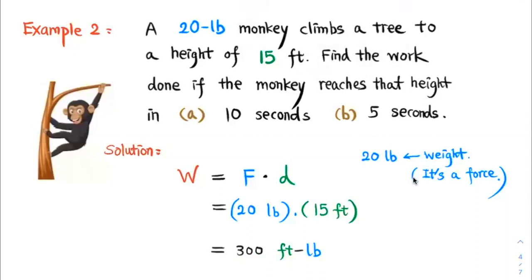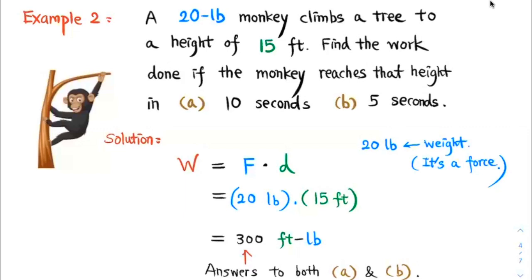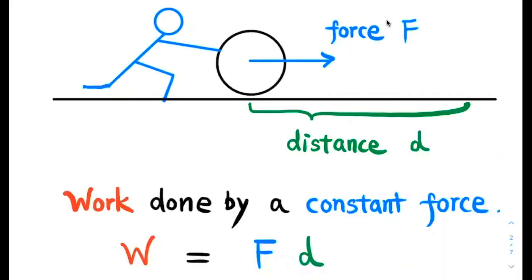Notice that the amount of time that it takes the monkey to climb the tree doesn't change the amount of work done. So the amount of work done will stay the same regardless of how much time it takes. So this 300 foot-pounds is the answer to both A and B. So work done by a constant force is equal to that constant force times the displacement.